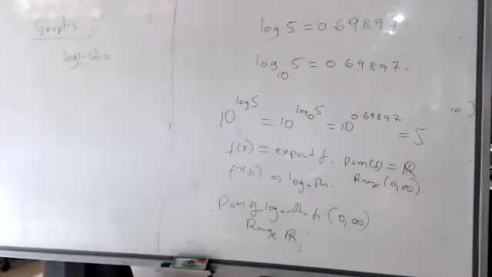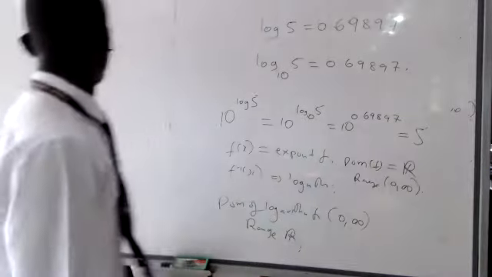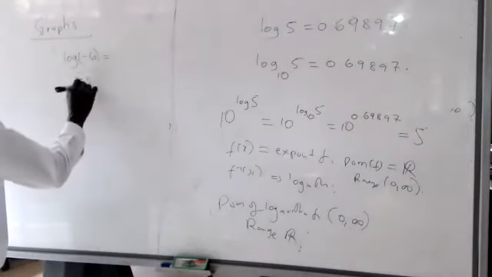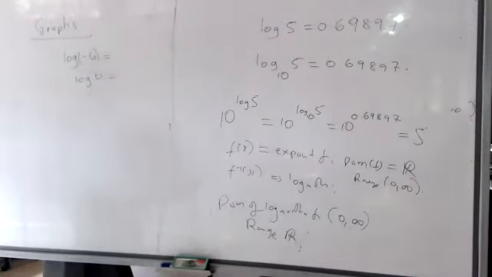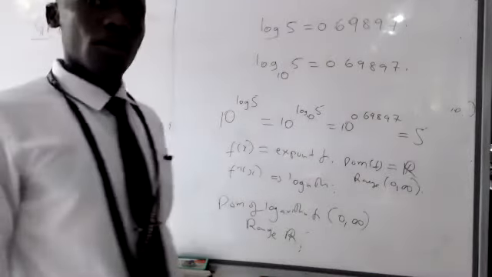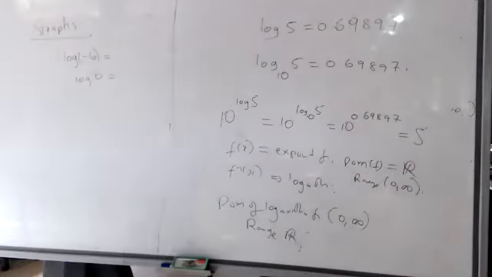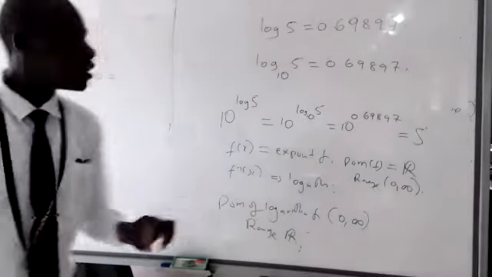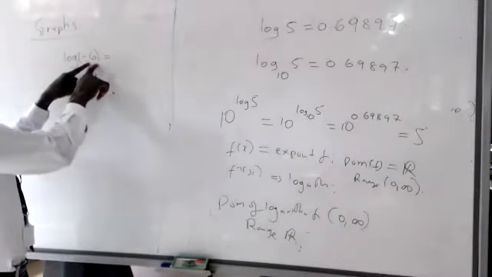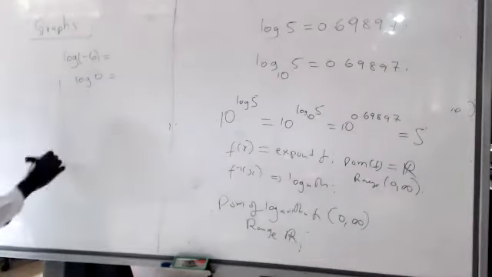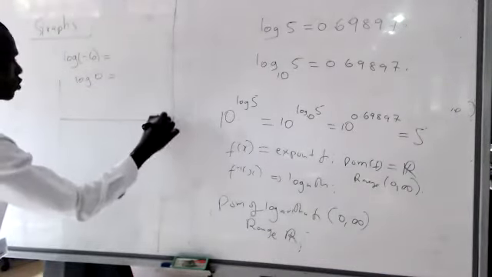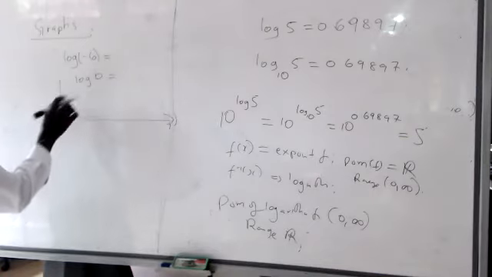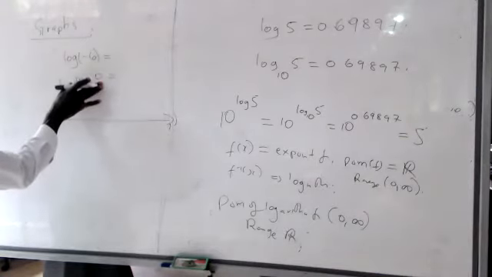What is log of -6? Or what is log of 0? Hello? Maths error. It's giving you a maths error because -6 is not in the domain. The domain is from 0 all the way to infinity, 0 not included. How about log 0? Log 0 should also give you a maths error.